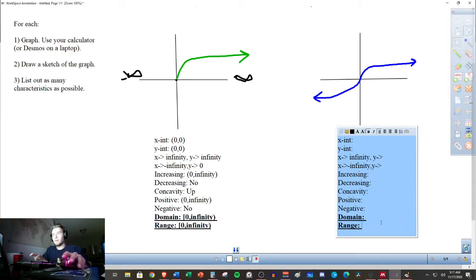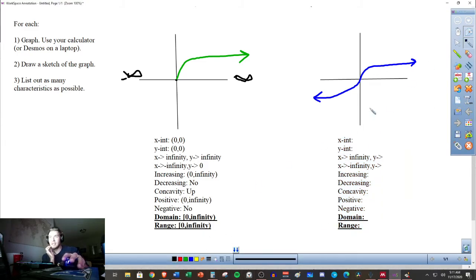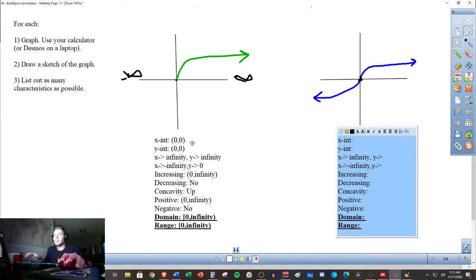All right, we're ready. Hopefully you were able to get the idea of the characteristics for these graphs. We're going to start with the x-intercept. So what is the x-intercept? Well, you'll notice on this graph, it is the origin. As a matter of fact, that means the y-intercept will also be the origin. So we're putting (0, 0). That's the x and the y-intercept for this cube root function.